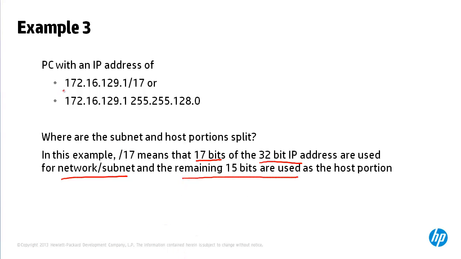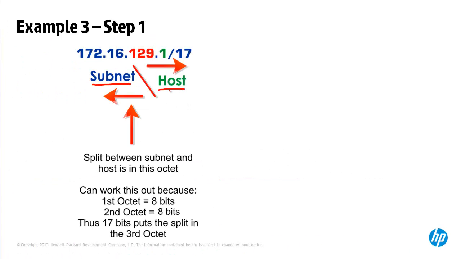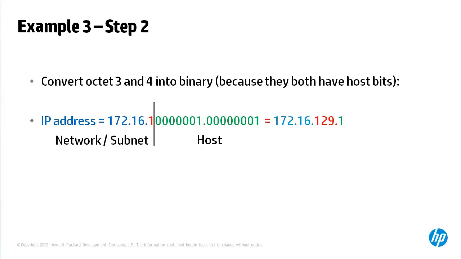So the first octet is 8 bits, second octet is 8 bits. 8 plus 8 is 16. So 17 puts the split in the third octet. So once again, the split between subnet and host is in the third octet. First octet once again is 8 bits, second octet 8 bits. The split is somewhere here. So we convert the third and fourth octet into binary because they both contain host bits. So the last octet in binary is 7 binary zeros followed by a binary 1. 129 is 1 binary 1 followed by 6 binary zeros followed by a binary 1.